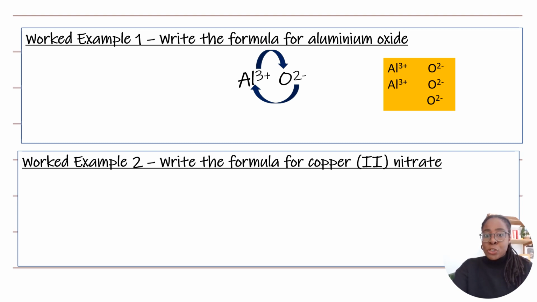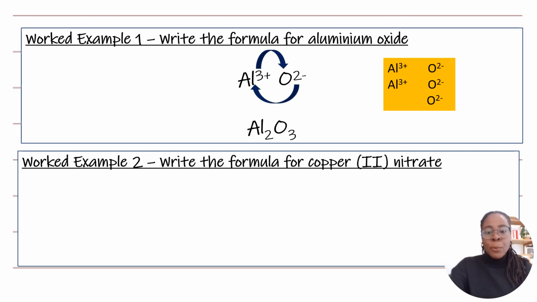Simpler way, or a shortcut, to determine the charges is just by swapping the numbers over. So we'll give the 3 for the aluminium 3+ over to the oxygen, the 2 from the oxide over to the aluminium, and so we end up with the formula Al2O3.